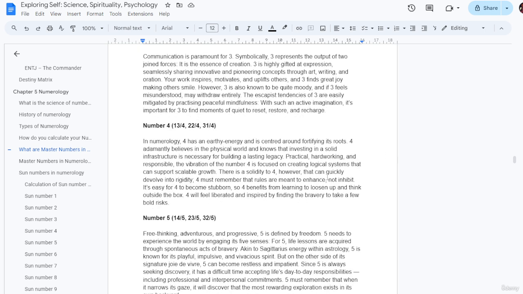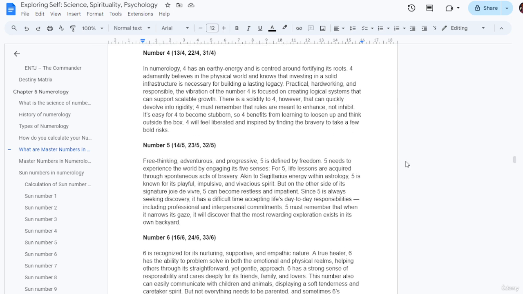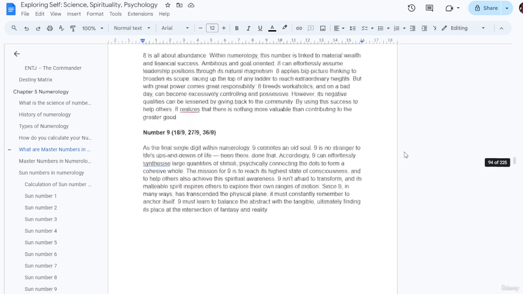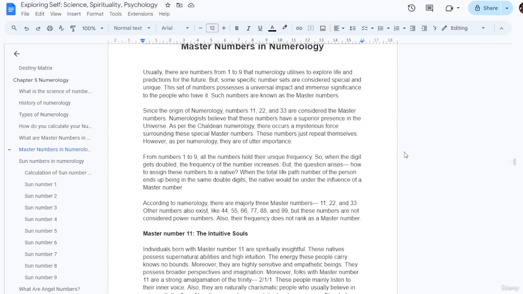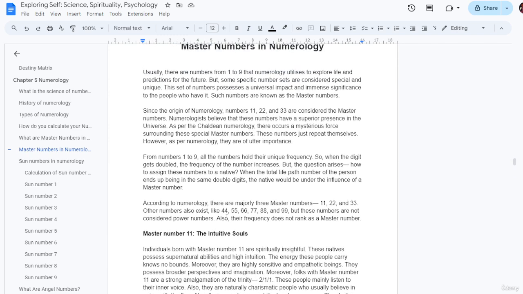So there's also the attributes to every single number. Some of them are more practical, some are more with the energy of being stubborn, being lively, empathetic, curious. And each one of those sort of gives you an idea of how exactly you could be. Here also in this PDF, there's also the master numbers.